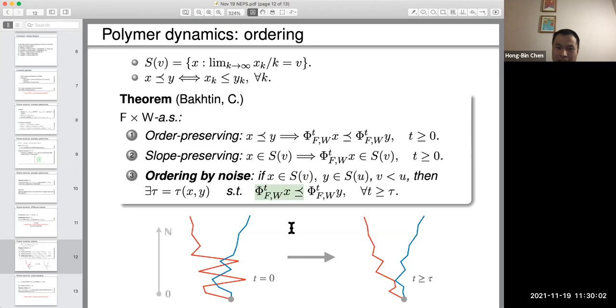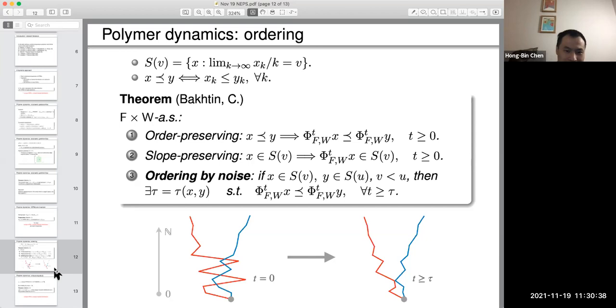The picture to explain this is the following. Suppose the red polymer path is X, the blue polymer path is Y. They have different asymptotic slopes, and starting from time zero, maybe they have some entanglement near the origin, in the finite part. But the theorem tells us that after some random time tau, they are going to be disentangled and they are going to stay ordered for all time.